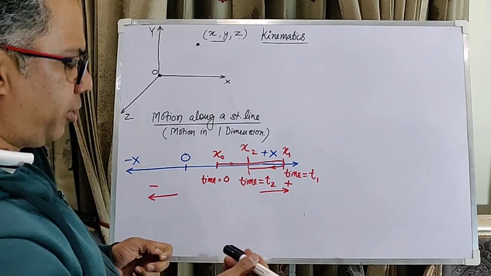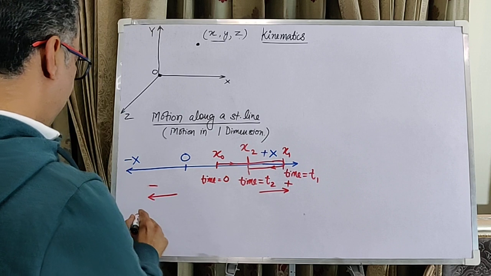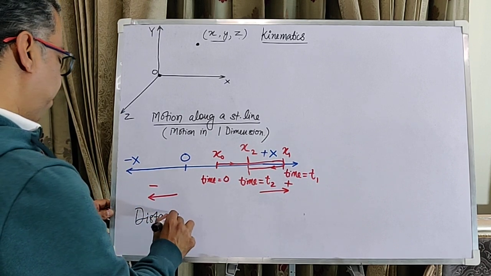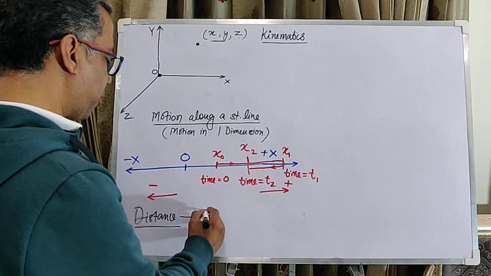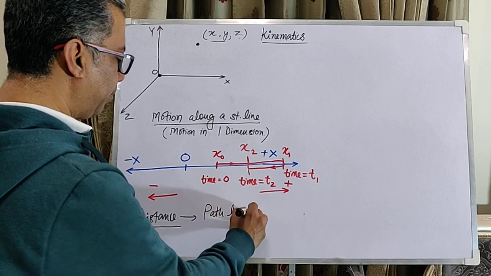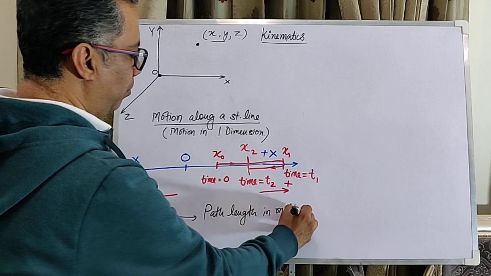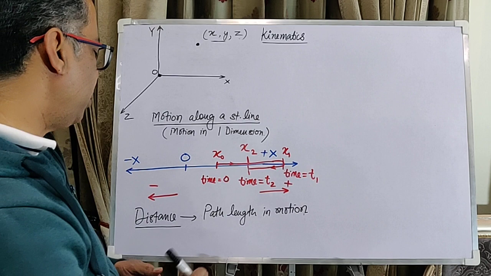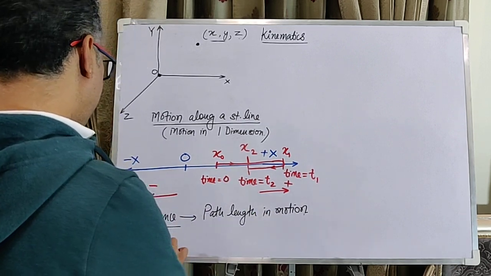The first one of those terms is called distance. What is distance? Distance is the length of the path, or the path length in motion. The length of the path in a given motion. This distance is a scalar quantity.